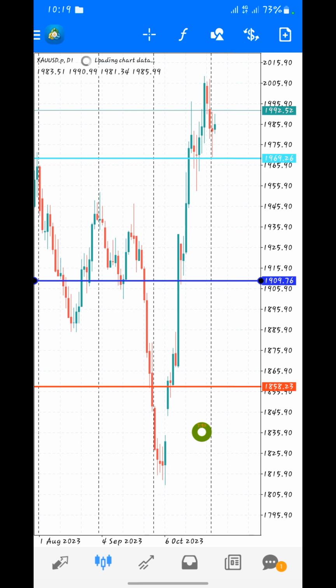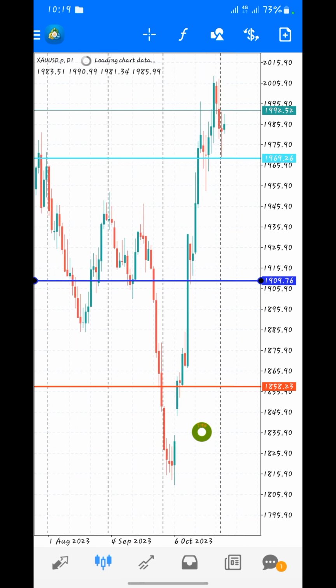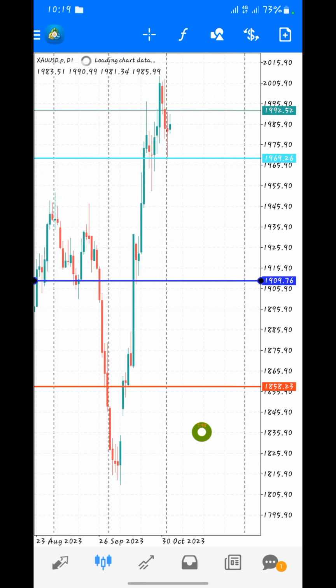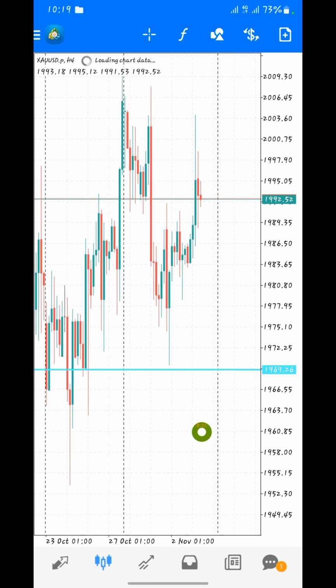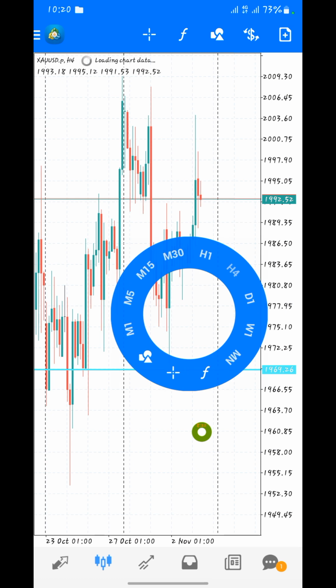As you can see in our daily time frame, the market is at the price of 1992, and it had come to retrace at the price of 1969, from which it made a pullback. So let's turn to the 4 hour time frame. On the 4 hour time frame, as you can see, the market has formed a support zone at the price of 1969. It has formed a perfect support zone.